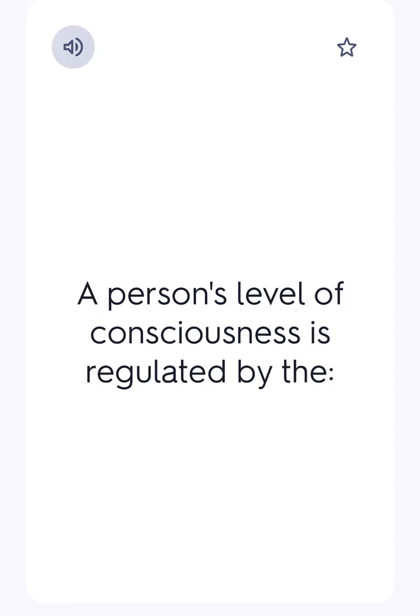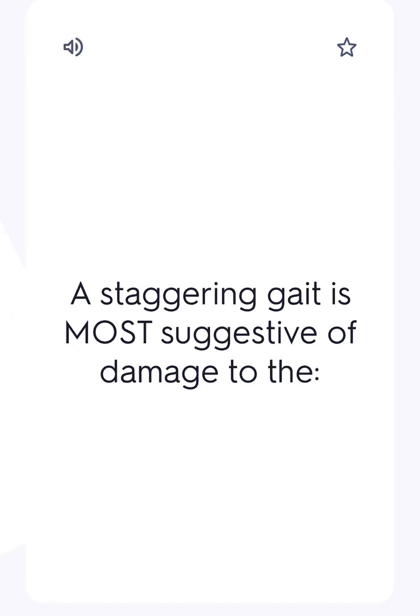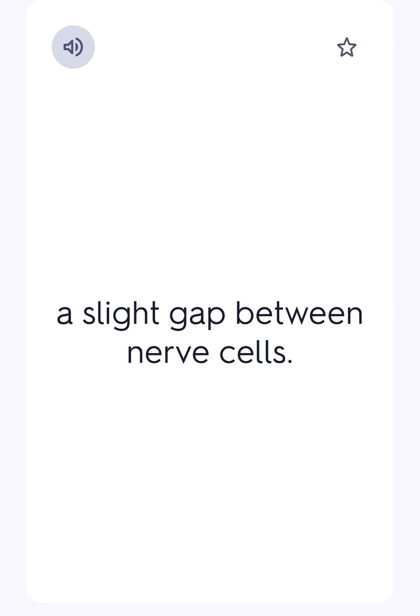A person's level of consciousness is regulated by the reticular activating system. A staggering gait is most suggestive of damage to the cerebellum. A synapse is a slight gap between nerve cells.